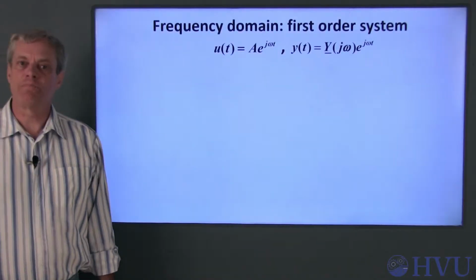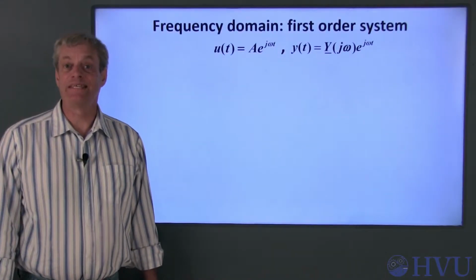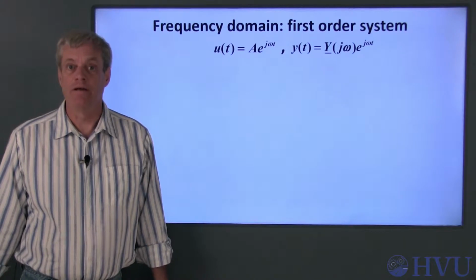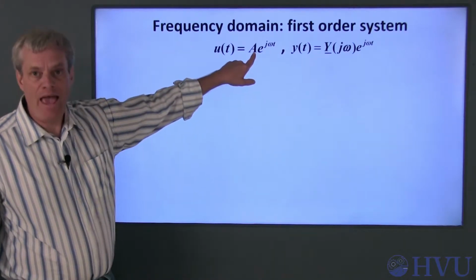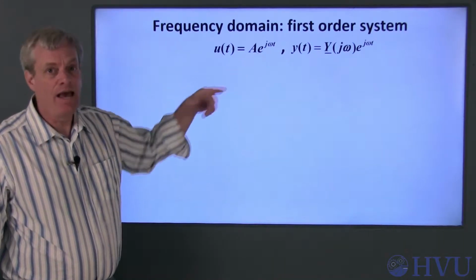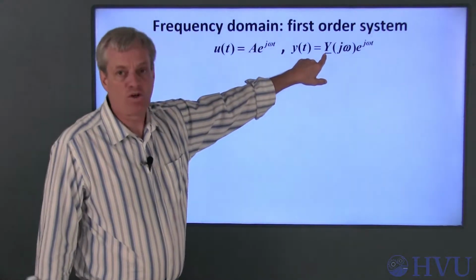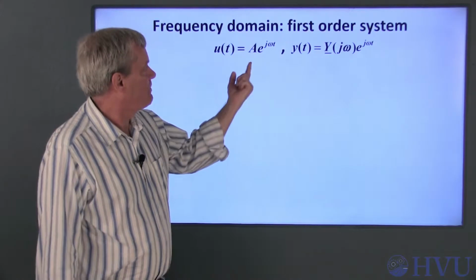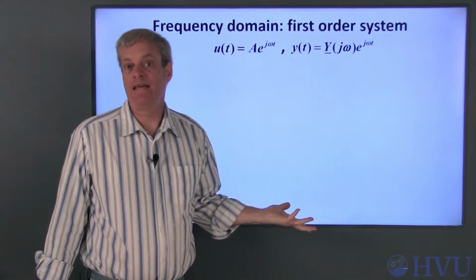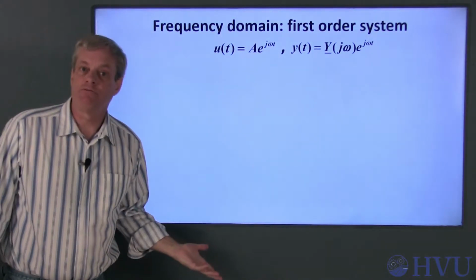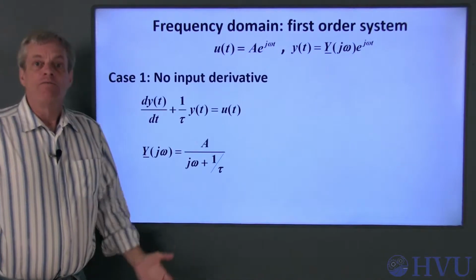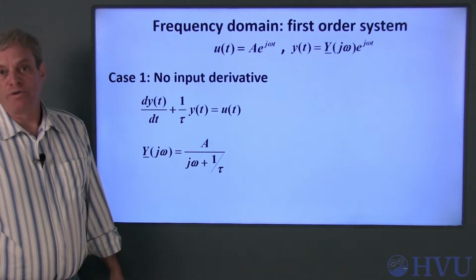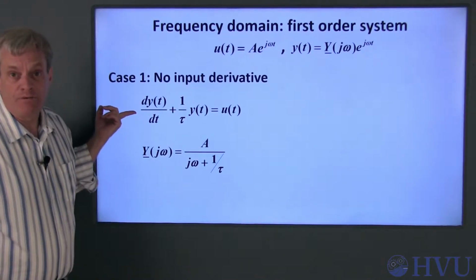Now let's look at the response of the same system to a steady state sinusoidal input. The input will be a number a times e to the j omega t, and the output is a phasor y times e to the j omega t. We don't need to use a phasor as the input because the phase angle of the input is not important in the frequency response. For the case of an input with no derivative terms, this is the appropriate differential equation.